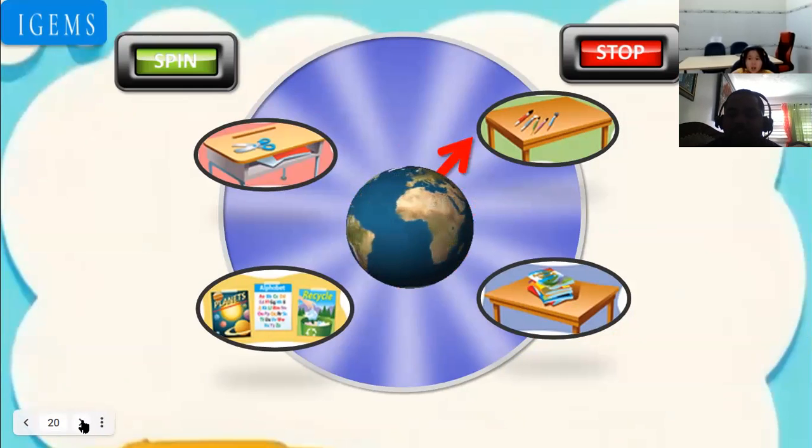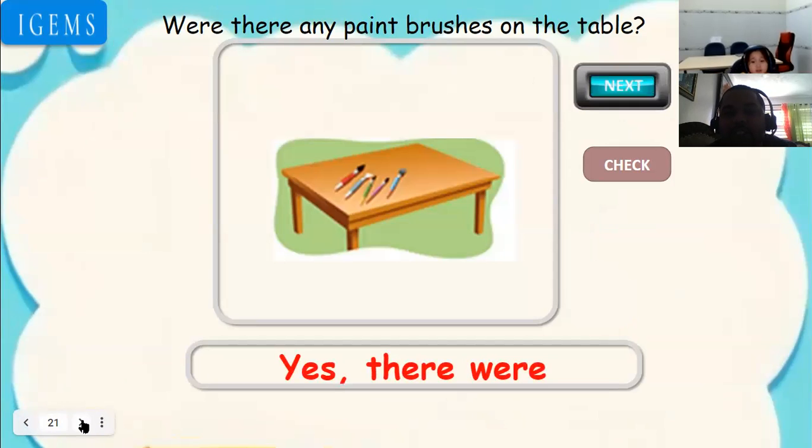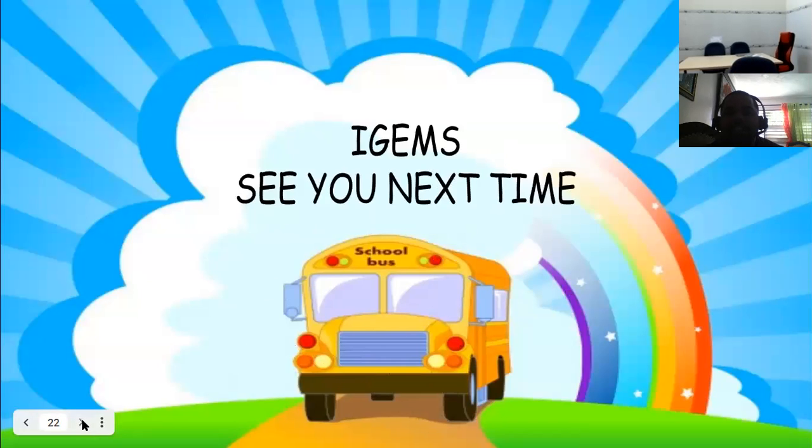So let me ask you now. Okay. Were there paint brushes on the table? Yes, there were. That is correct.